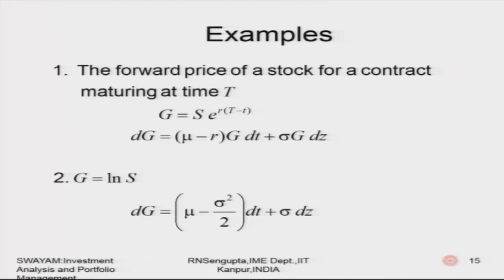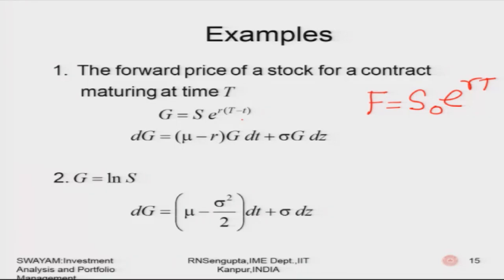Now, for the forward price of a stock for a contract, at any point of time, we already know the formula, which is this. Whenever you are considering the European case, it was given by S naught e to the power r t, where r was the risk-free interest rate. The forward price of our stock for a contract maturing at capital T would be given by capital T minus small t, where you are. When you mature, you have reached the time period capital T.